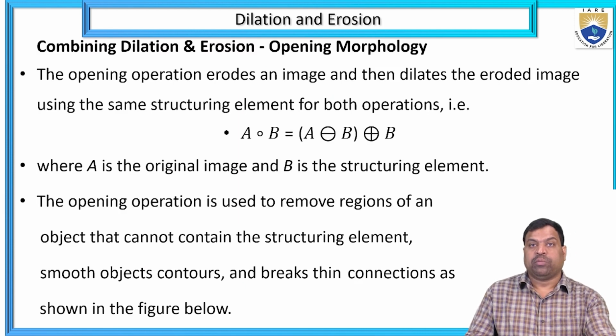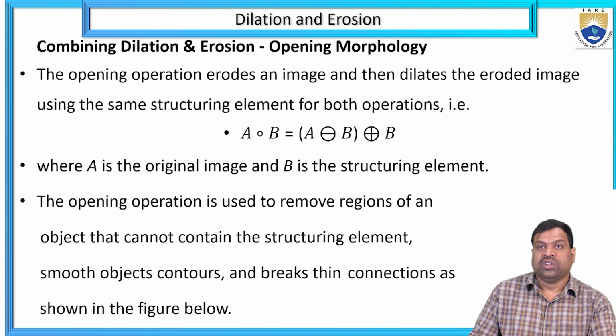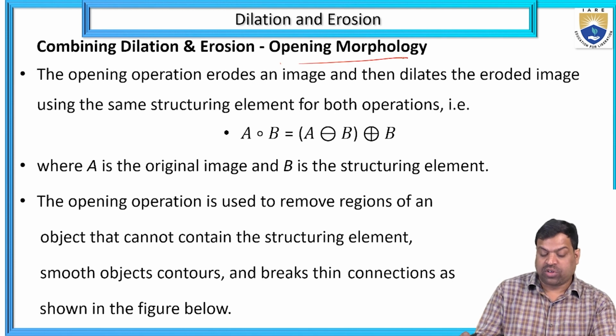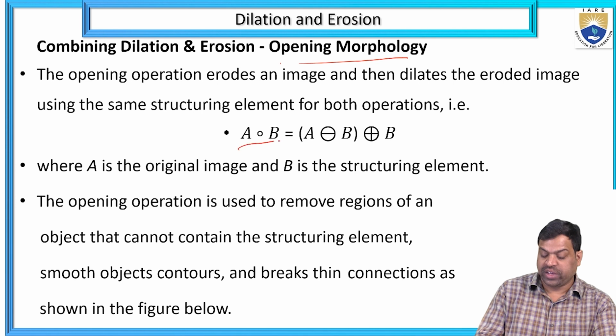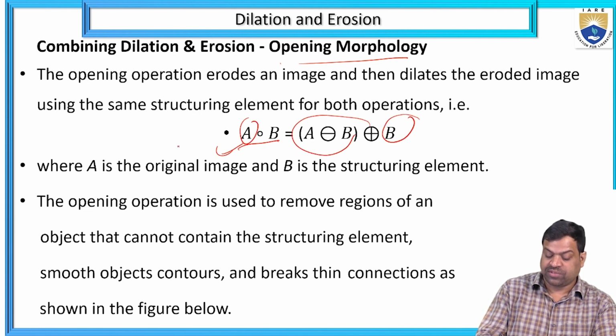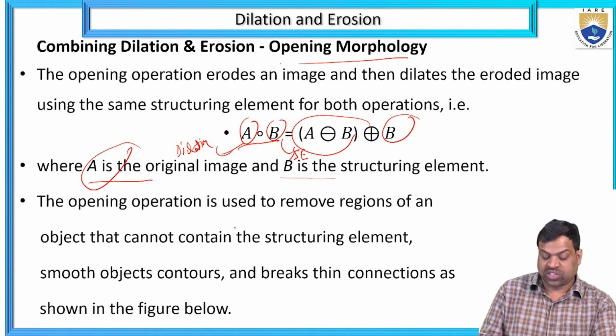So, how are we combining dilation and erosion? That is called opening morphology. The opening operation, or opening morphology, erodes an image and then dilates the eroded image using the same structuring element for both operations. Here I am taking A opened by B, so A of B with B. So A is the original image and B is the structuring element.